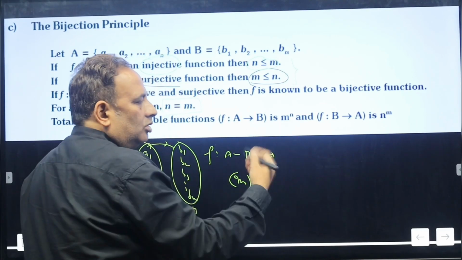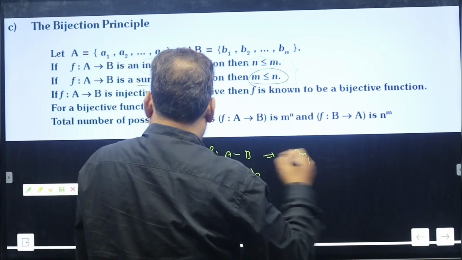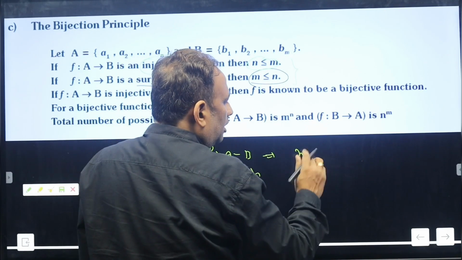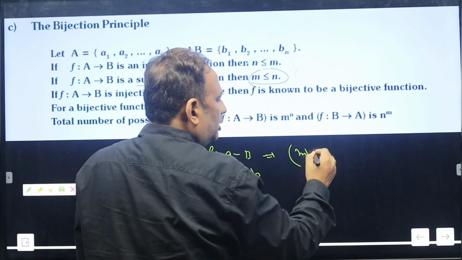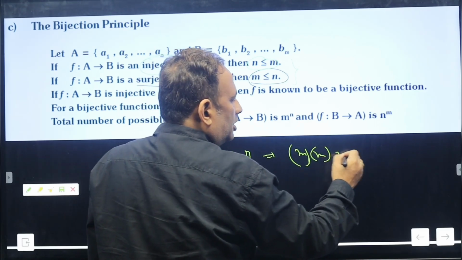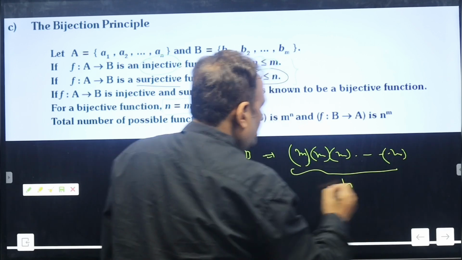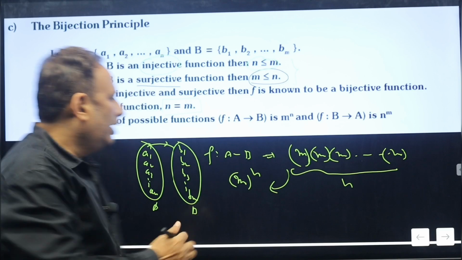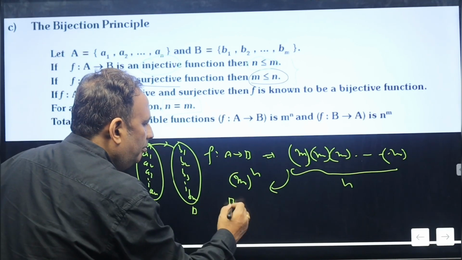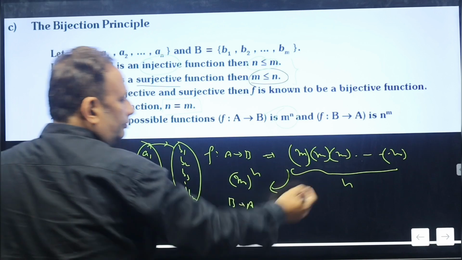We can also explain it this way. A1 has m options, A2 also has m options, and so on. So how many in total? That is n. So using the fundamental multiplication rule, we write m to the power n from A to B.